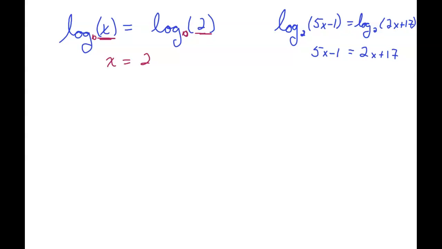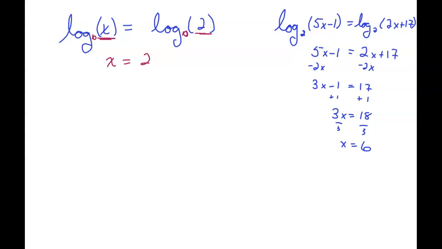I will subtract my 2x from both sides, and I get 3x minus 1 is equal to 17. I will add my 1 to both sides. I will get 3x is equal to 18, and divide by 3. So I get that x is equal to 6.